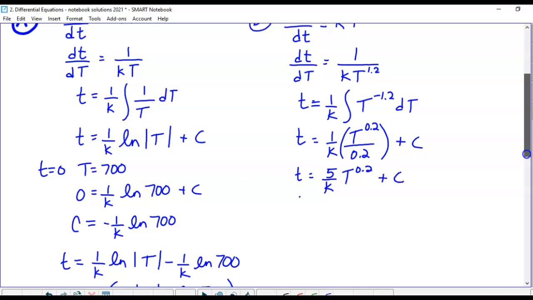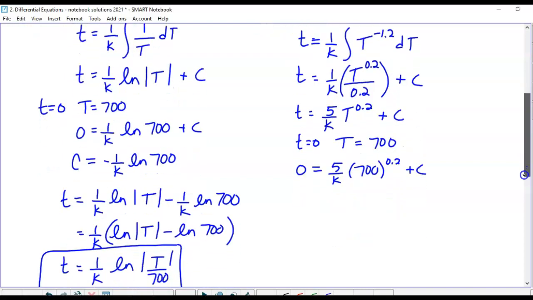0.2 plus c. Then we have our t equals 0, time equals 0, temperature is 700. So 0 equals 5 over k 700 to the 0.2 plus c. So c equals negative 5 over k 700 to the 0.2. Okay. Oh, what did I just do? That should be negative.